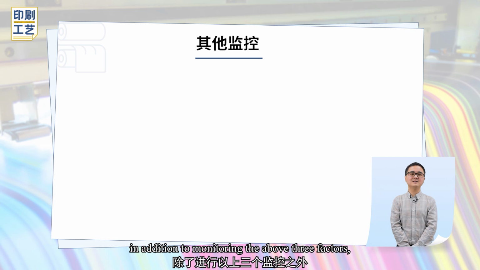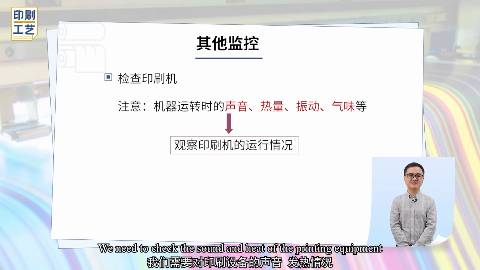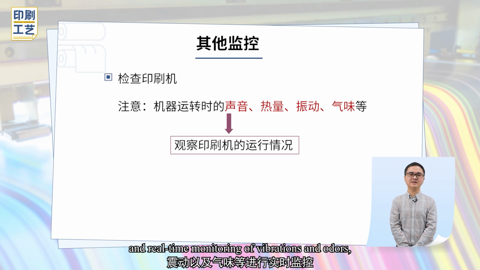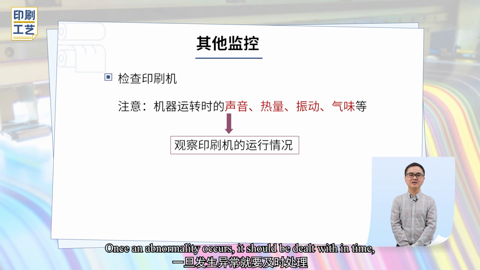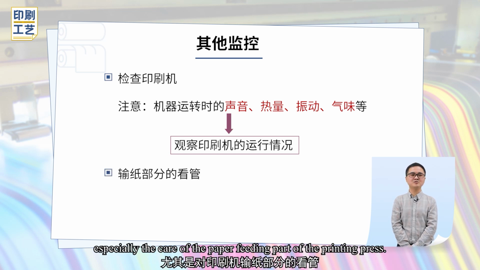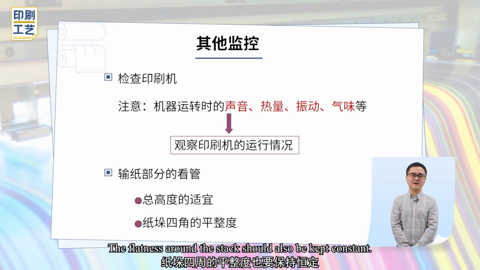In addition to monitoring the above three factors, we also need to monitor other factors. We need to check the sound and heat of the printing equipment, and monitor vibrations and odors in real time, and observe the overall operation of the printing press. Once an abnormality occurs, it should be dealt with in time, especially the care of the paper feeding part of the printing press. The overall height should be appropriate. The flatness around the stack should also be kept constant.